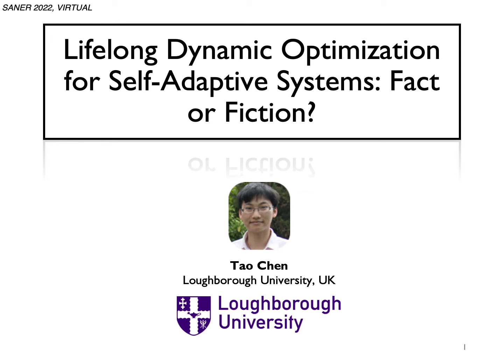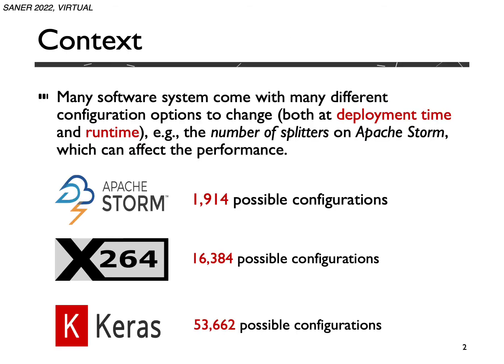Today I'm going to talk about our work on lifelong dynamic optimization for self-adaptive systems, where we formulate new formulations and the corresponding solutions to planning runtime adaptation for software systems. So, the motivation of this research is that many software systems come with different configuration options, and they can be changed at deployment time or at runtime.